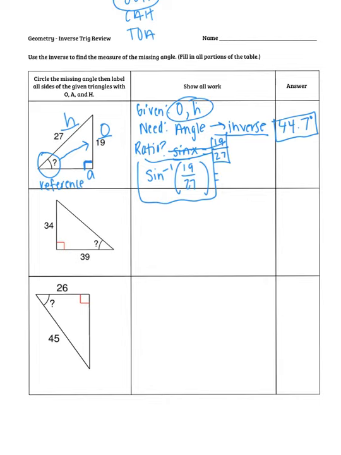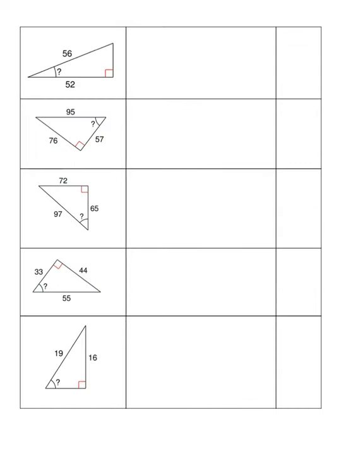Same with this one right here. When I circle my angle and label, I have opposite and adjacent. That means I'm going to have to use tangent for this one. So I'm not allowed to use sine, not allowed to use cosine. So that one I just gave you a little bit of a head start on. I think, yeah, 5 more problems.